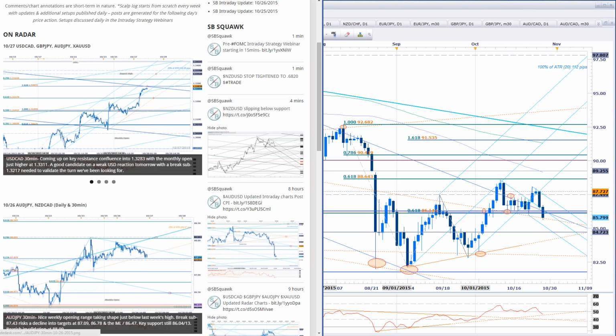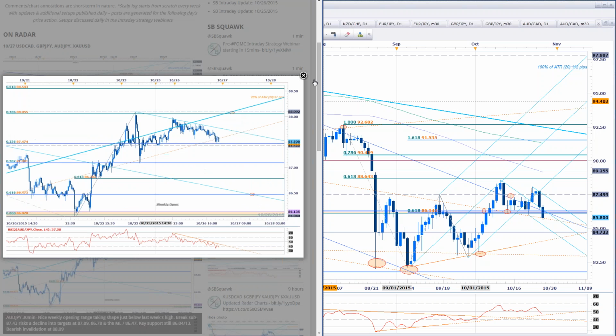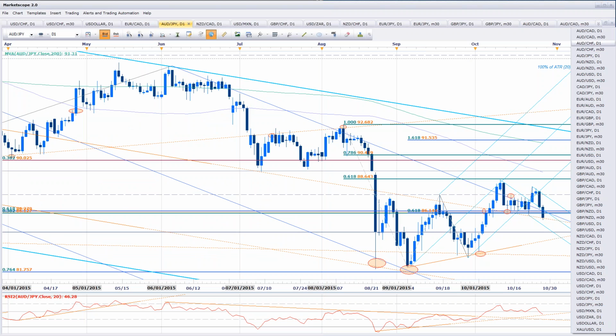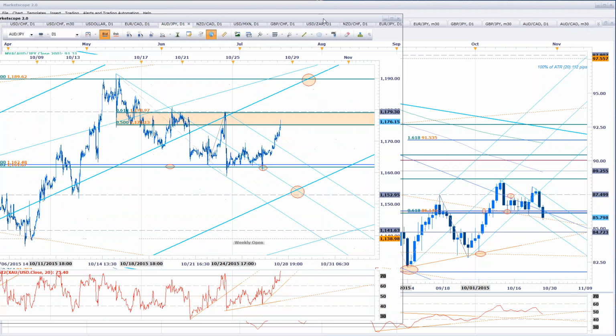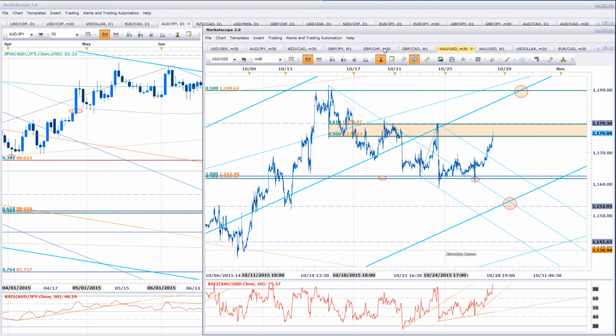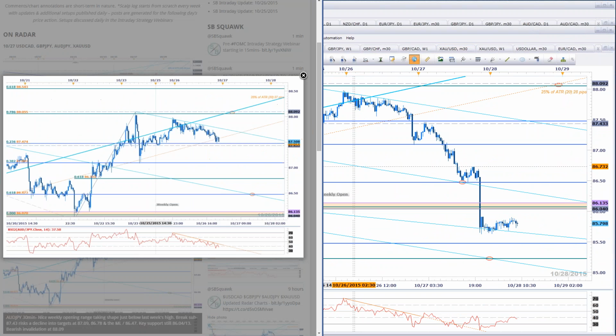So here's what it was. I guess this is Tuesday night. Very clean opening range for the week, and the opening range was taking place just below that median line resistance. The opening range broke to the downside. We talked about that yesterday.